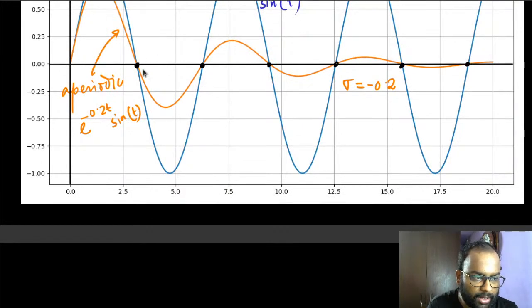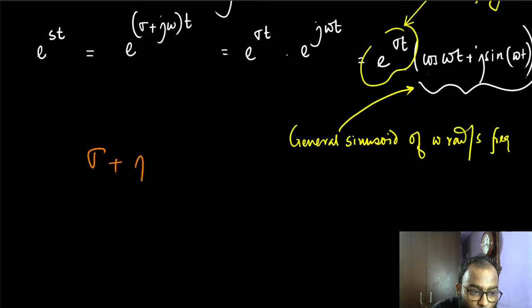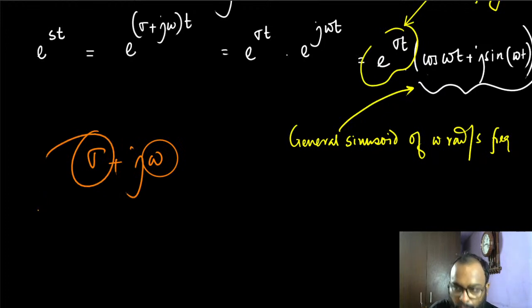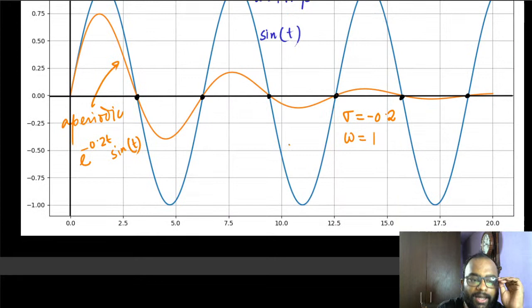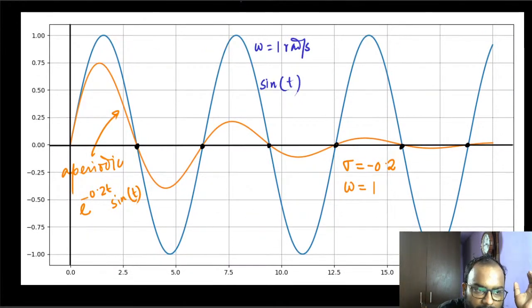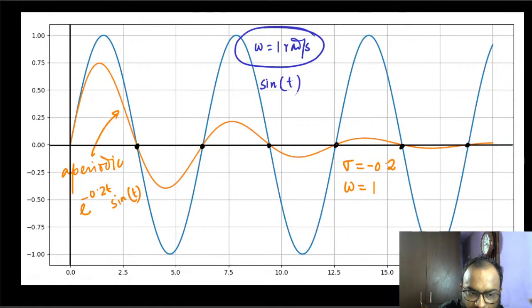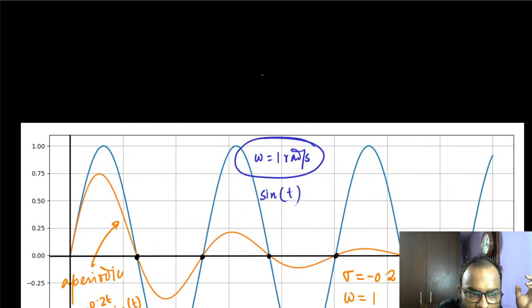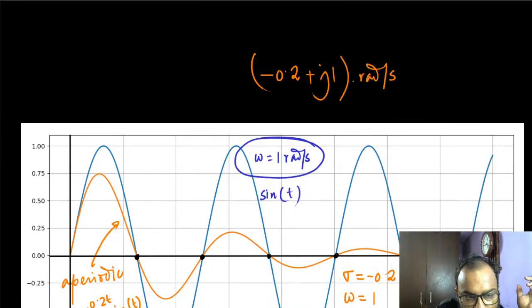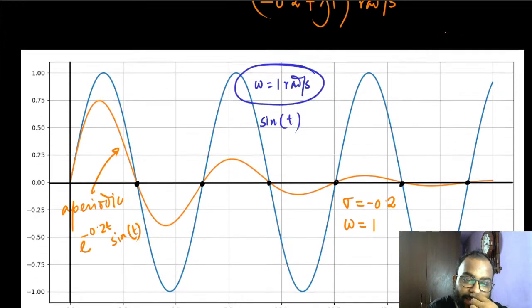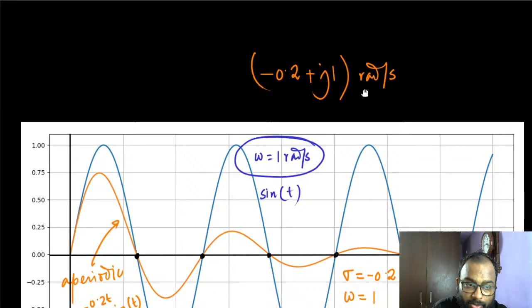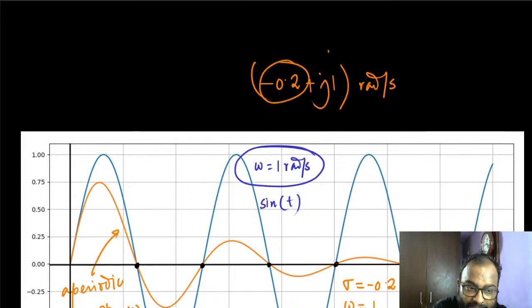So we would say this decaying sinusoid, the orange one, has a complex frequency represented like this, and omega is 1. Both of them have the same unit. Keep in mind, because we are adding two terms, sigma plus j omega, if omega has a unit of radian per second, this sigma also must have a unit of radian per second. So for the blue one, we can say it has a frequency of 1 radian per second. That's a real frequency. But for this orange signal, it has a frequency of minus 0.2 plus j1 radian per second. So this is a complex frequency. This complex frequency is telling me that this signal is exponentially decaying. This is the sigma term, and this is omega.